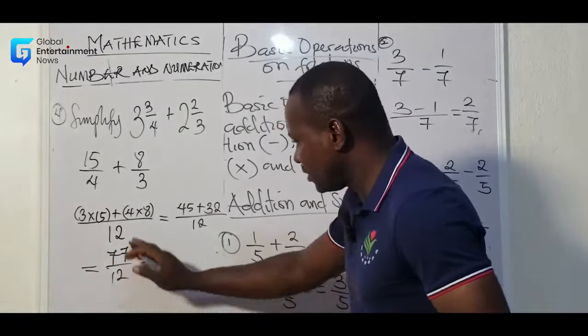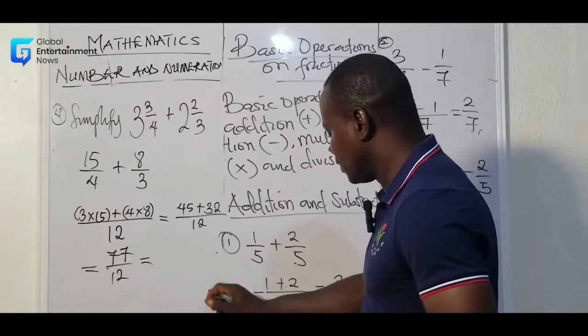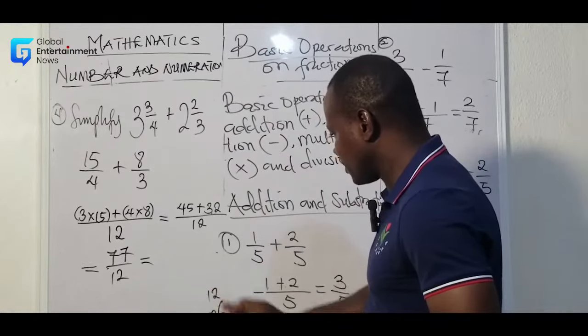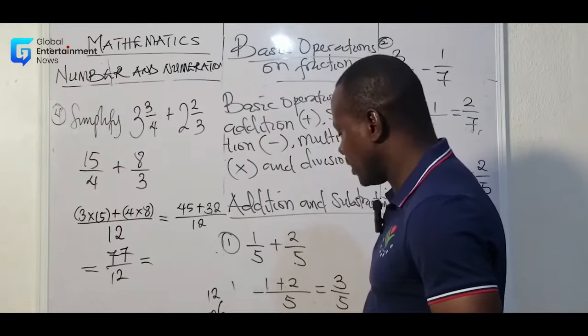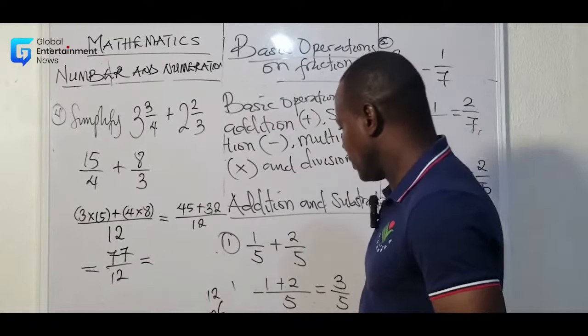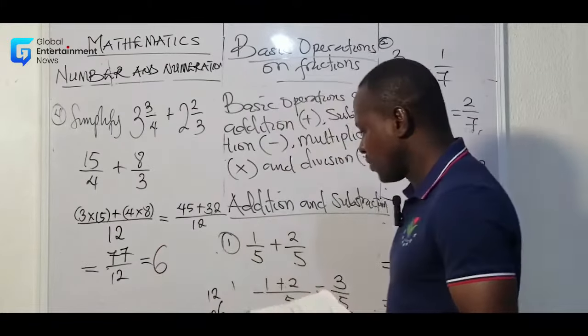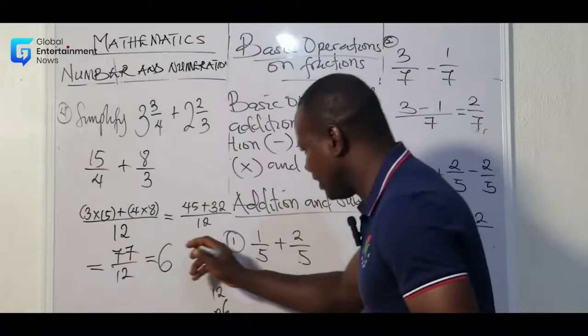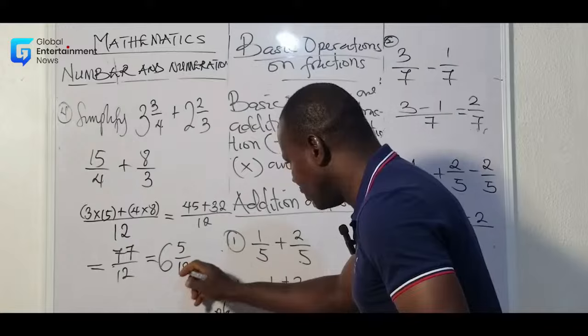So what do we do now? How many 12 can we see in 77? Let's say 12 times 6. 12 times 6, 6 times 2 is 12, 2 remain 1. 6 times 1 is 6 plus 1, 72 is the 6 whole number. Out of 77, we have 72. What remains is 5 all over 12.